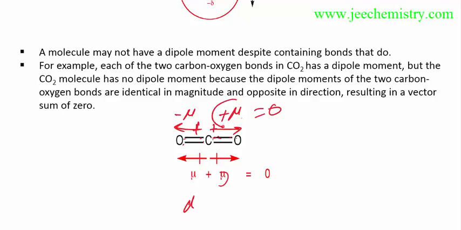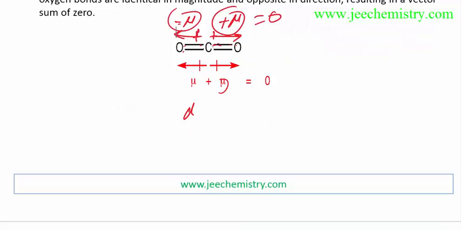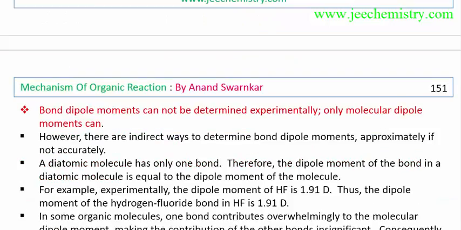We are doing vector addition. In vector addition, both sign and magnitude should be added, but in scalar addition we only add magnitude. We are not doing scalar addition. We are doing vector addition because dipole moment is a vector quantity, so we have to add both magnitude and direction. That's why we are getting 0 dipole moment.